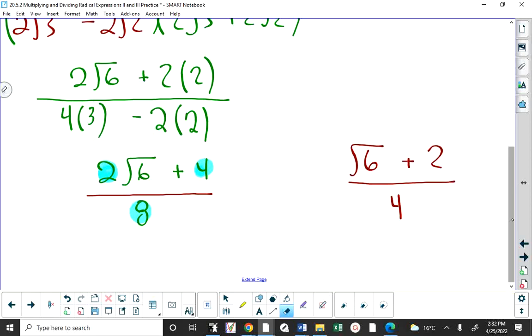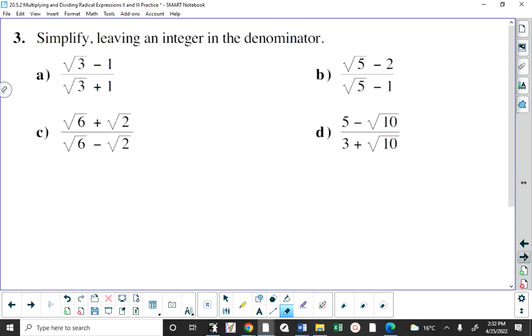Perfect. Anything from 3? Well, strangely enough, you might think that this will be the more difficult one, C, because it's all radicals. But where it gets confusing is if it's a mixture of radicals and numbers. So I'm going to tackle D. I cannot simplify root 10. There's nothing I can do with root 10.